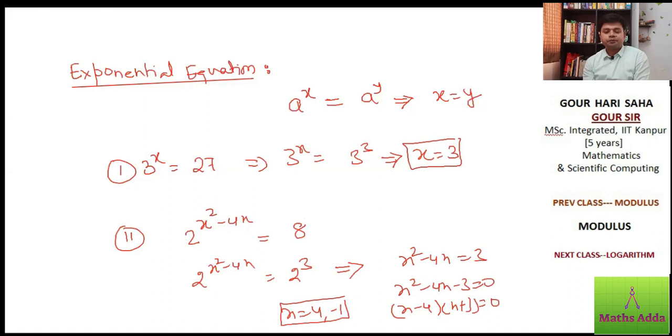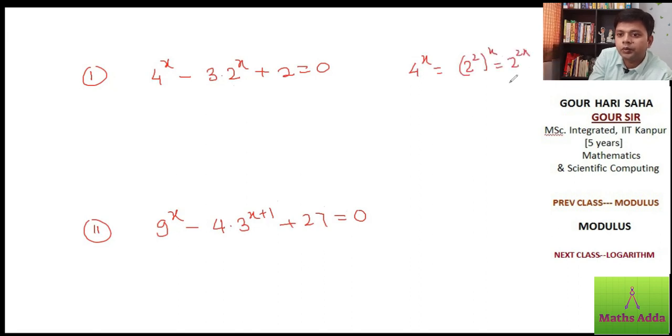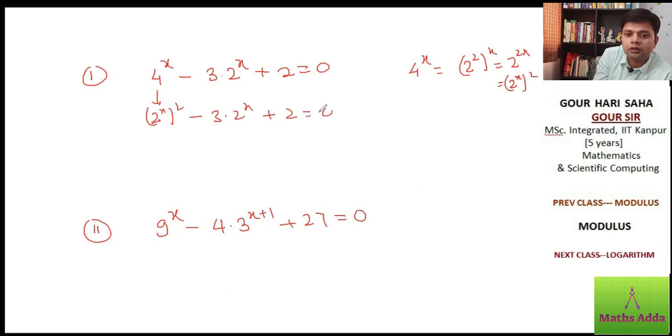Now I am moving to quadratic exponential equations. Let us see. Now I will be solving these two exponential equations. How can we do that? 4 to the power x is 2 to the power 2 to the power x, which is 2 to the power 2x, and which is equal to 2 to the power x to the power 2. So this is 2 to the power x to the power 2 minus 3 into 2 to the power x plus 2 equal to 0. Right now it's complicated, but you can convert to quadratic. That is called reducible to quadratic.